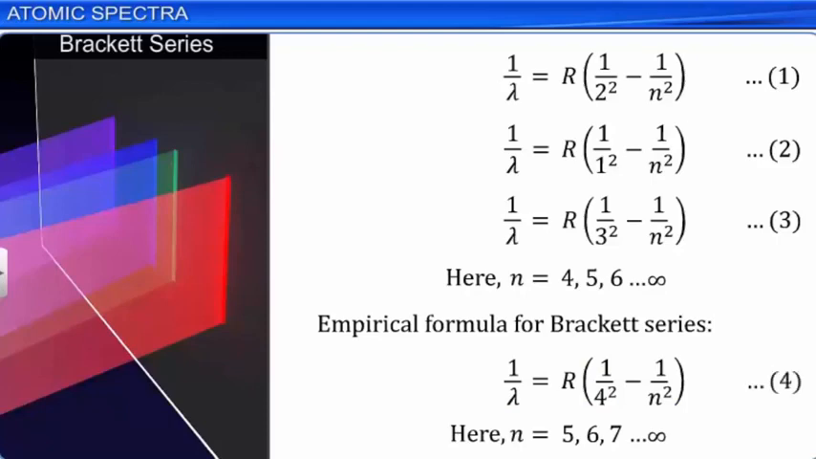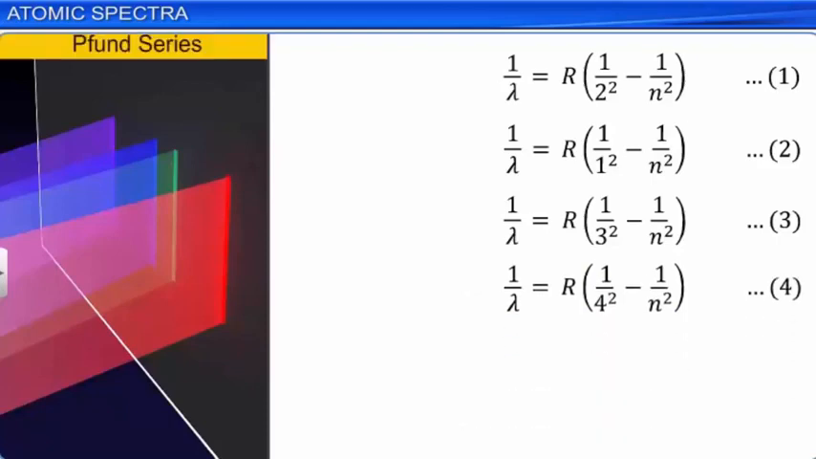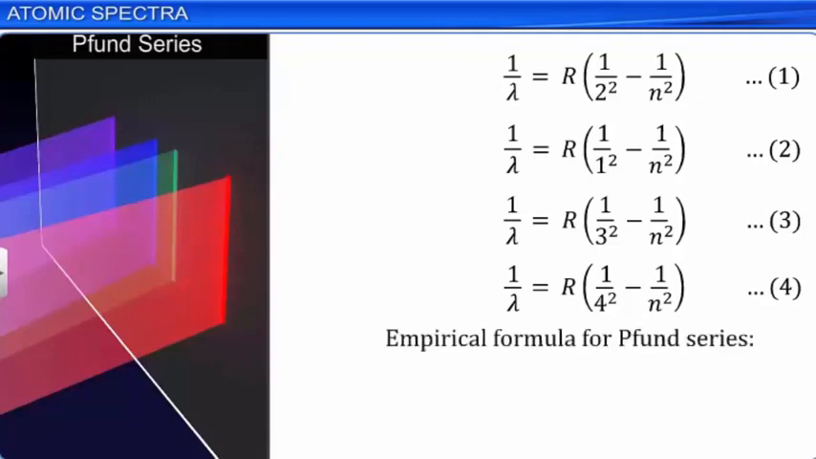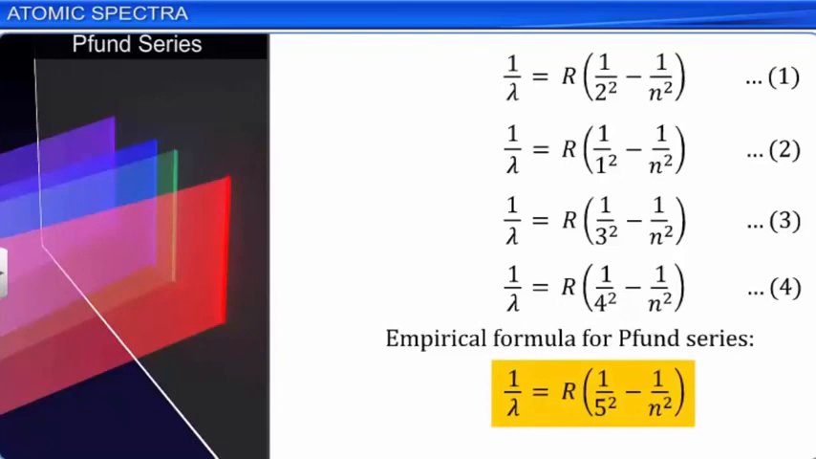The Pfund series has spectral lines which lie in the infrared region. The formula for the Pfund series is 1 by lambda is equal to R into 1 by 5 square minus 1 by n square. Here, n is equal to 6, 7, 8, and so on, up to infinity. Let this be equation 5.